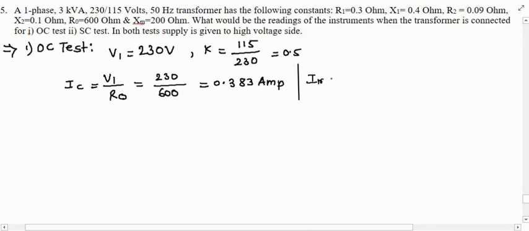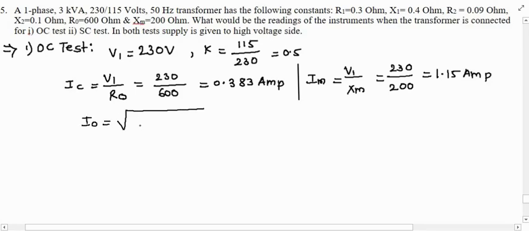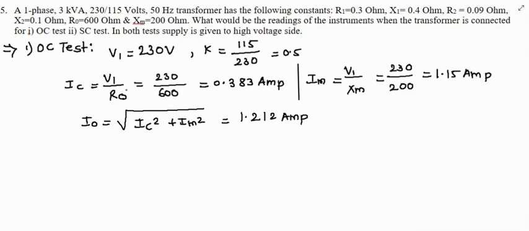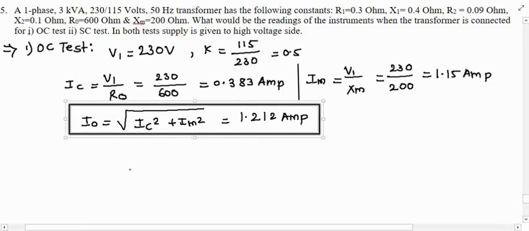Similarly, I can find out IM. What is IM? Magnetizing current. It will be V1 upon XM. So what is V1? 230 volt. What is XM given in the problem? 200. So it will be 1.15 ampere. What is my I0? I0 I can write down as the square root of IC square plus IM square. So this you will get as 1.212 ampere. If you put the values of IC and IM in this equation, you will get the I0.